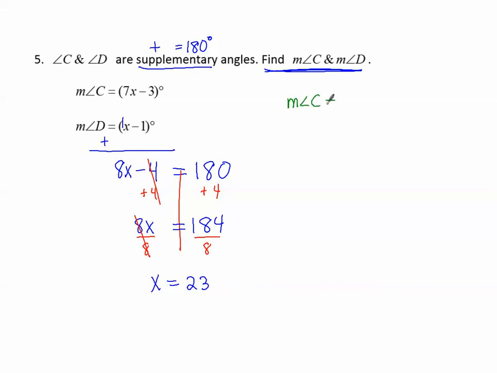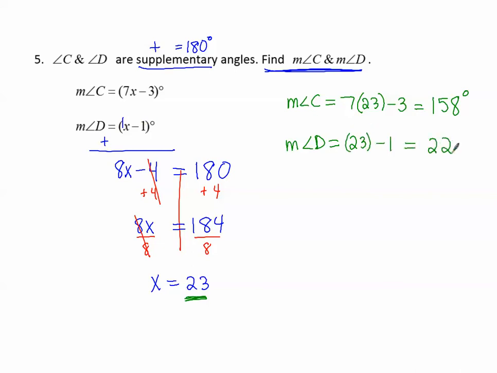The measure of angle C equals 7. Instead of x, we're using 23. So 7 times 23 minus 3 equals 158 degrees. The measure of angle D equals, so again, substituting for x, putting 23 where the x is, minus 1 equals 22 degrees. Here are the measures of angles C and D. We can do a quick check. Does 158 plus 22 add up to 180? Yes, it does. So we have found the correct measures for these supplementary angles.